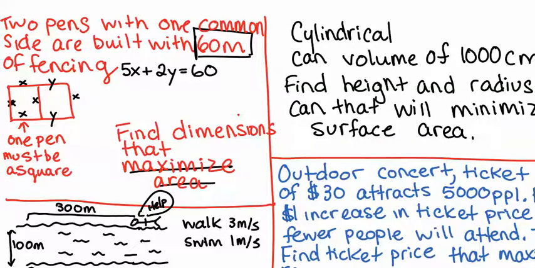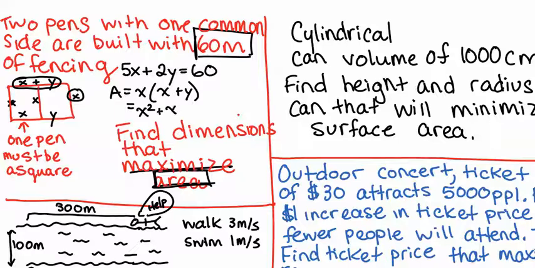Now we're trying to maximize the area, so we need the area formula. The area of this pen is length times width. The length is x plus y, and the width is just x. So our area is x times (x plus y), or x squared plus xy if we expand the brackets. That's our area formula, and it's what we want to maximize. But right now we've got x's and y's, and we want this in terms of one variable, x or y.